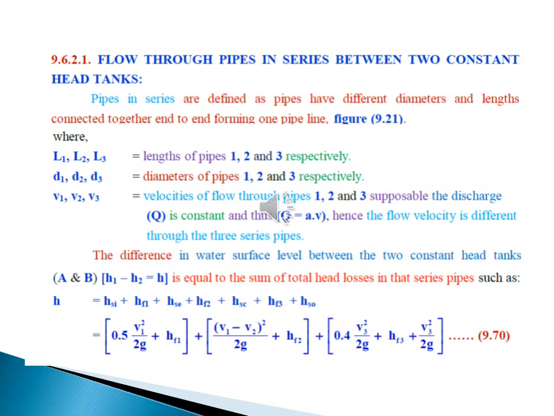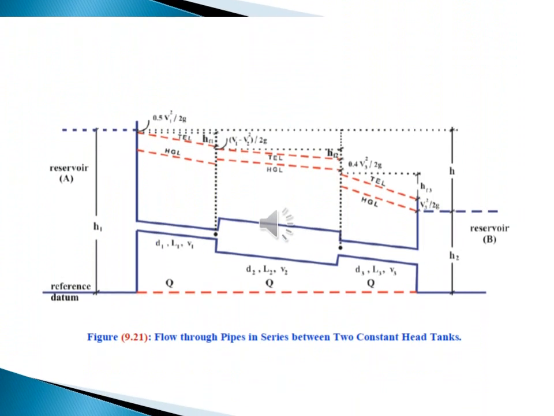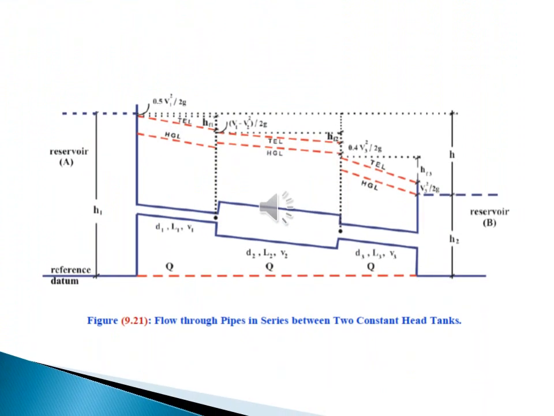Pipes in series are defined as pipes that have different diameters and lengths connected together end to end, forming one pipeline. Take into consideration that the difference in water surface level between the two constant head tanks is equal to the sum of total head losses in the series pipes, as shown in the enclosed equation. Figure showing flow through pipes in series between two constant head tanks.